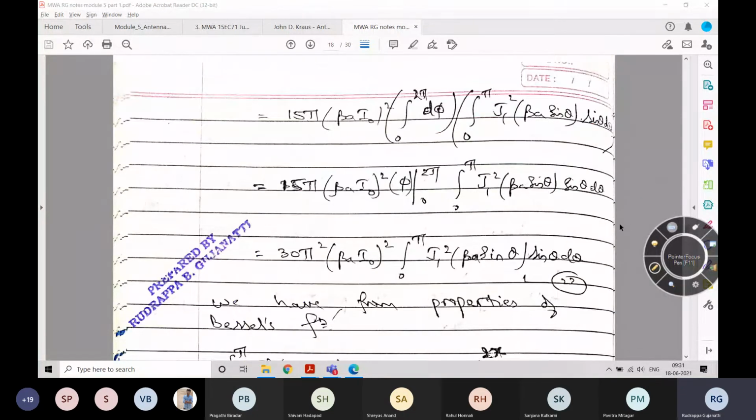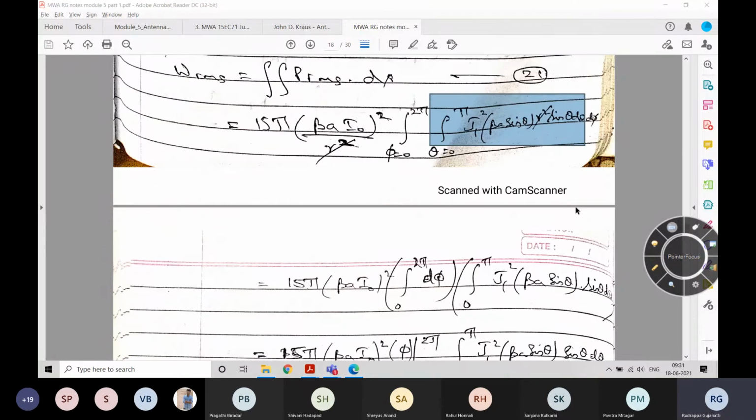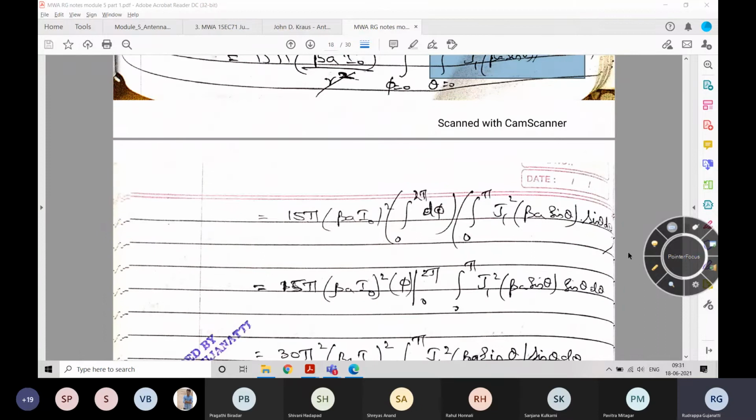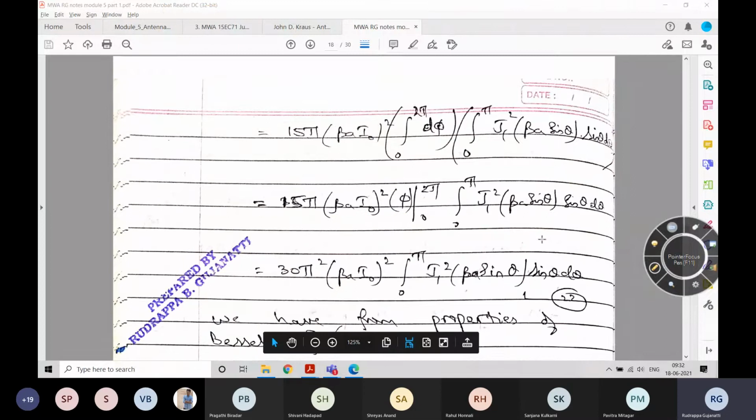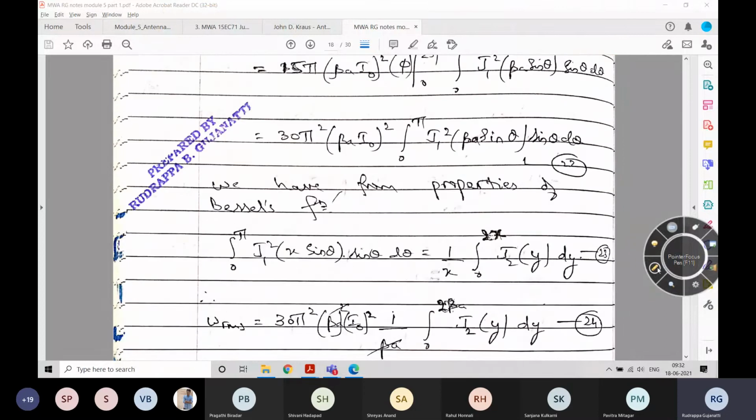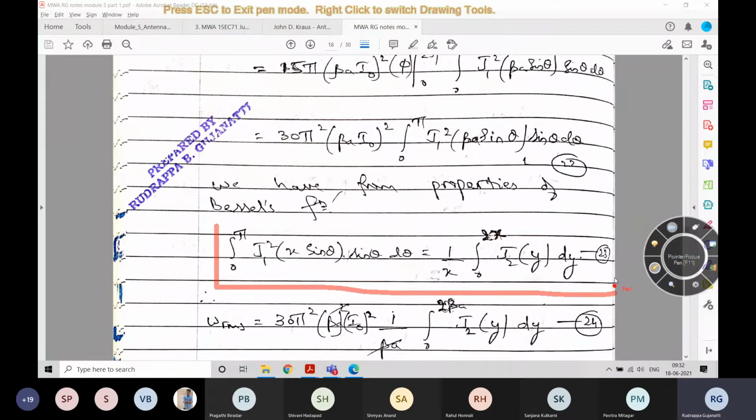Sorry, it is not the whole square. It is just J1 square. So I'm just, it is just this much. It is not the square. So here what we have is 15 pi beta A I naught square. This phi integration of d phi is nothing but phi with the limits of 0 to 2 pi. And here, to simplify this, we make use of the property of the Bessel function. So what is the property of the Bessel function? This is the property we will be utilizing.